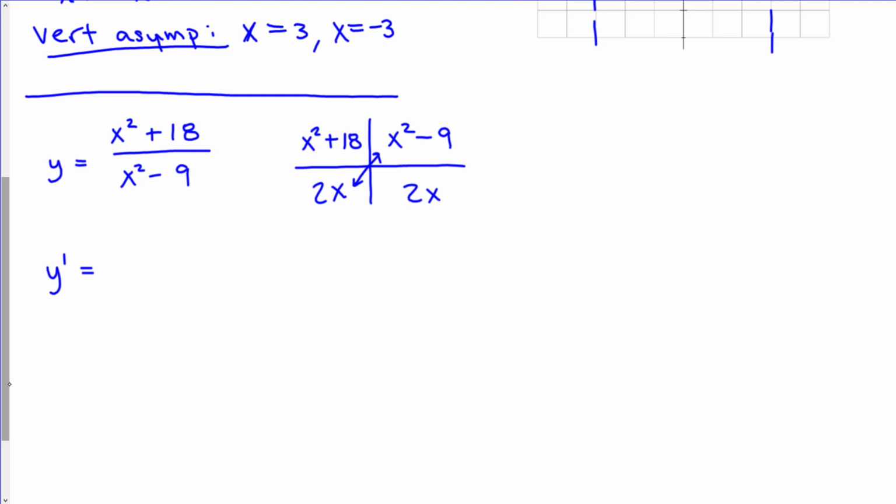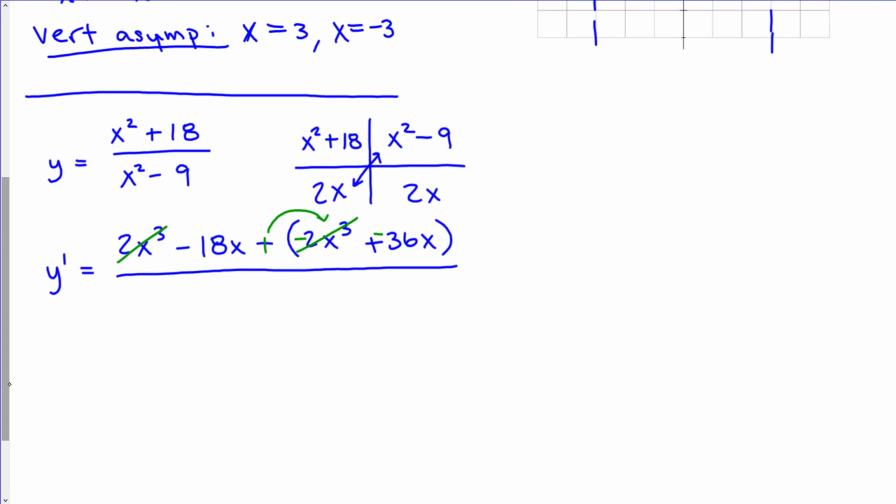I'm going to take 2x, multiply it into x squared minus 9 to get 2x cubed minus 18x. Then I will subtract from that, let's see, 2x times x squared would be 2x cubed. 2x times 18 would be 36x. Great. Now, this negative distributes, and when that negative distributes, it makes this a negative and this term a negative. Okay? So what's nice is positive 2x cubed and negative 2x cubed are going to cancel each other out and make things a little bit better looking in the numerator there.